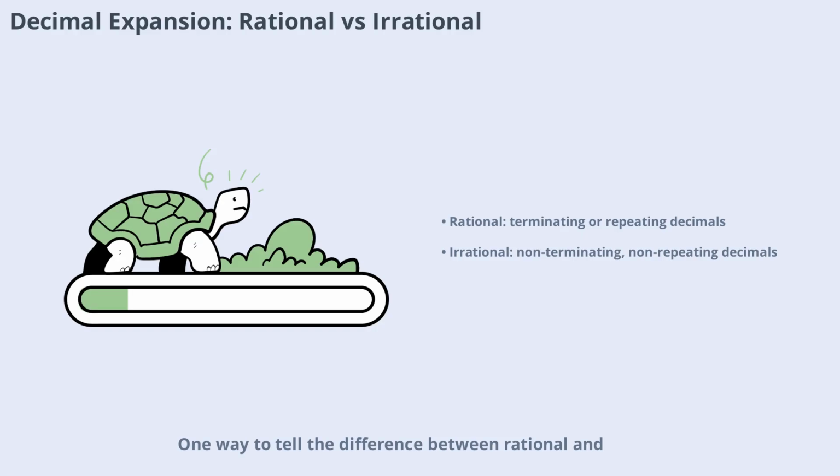One way to tell the difference between rational and irrational numbers is by looking at their decimal expansions. Rational numbers either terminate like 0.5 or repeat a pattern like 0.333. Irrational numbers, on the other hand, have decimals that go on forever without repeating. For example, the decimal for pi never ends and never forms a repeating pattern.